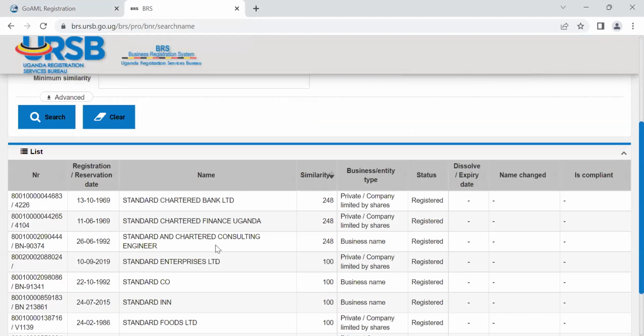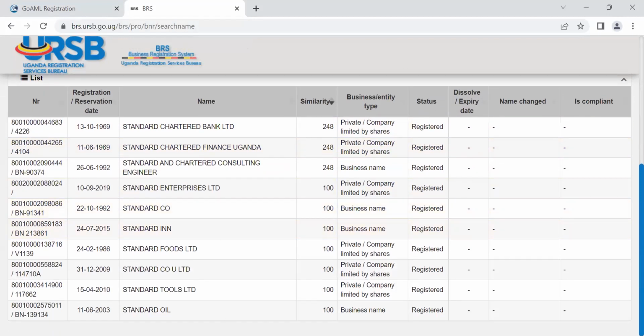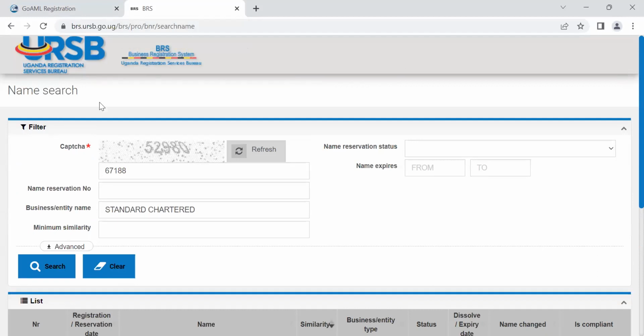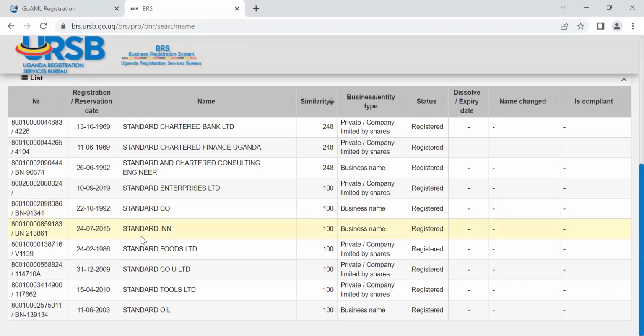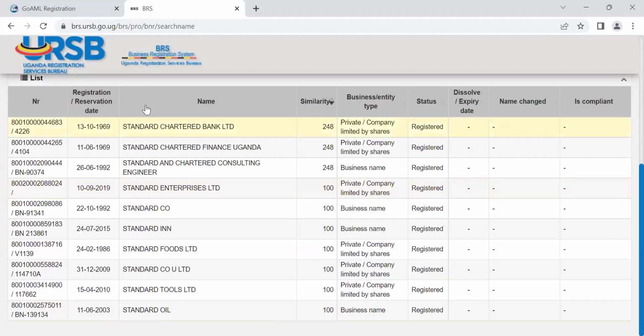I searched for Standard Chartered and the incorporation number is here. Thank you, Brian, for that. You can just search on the site he sent and get your actual incorporation number. Even the business type is here, private limited and so forth. Most are private limited companies.